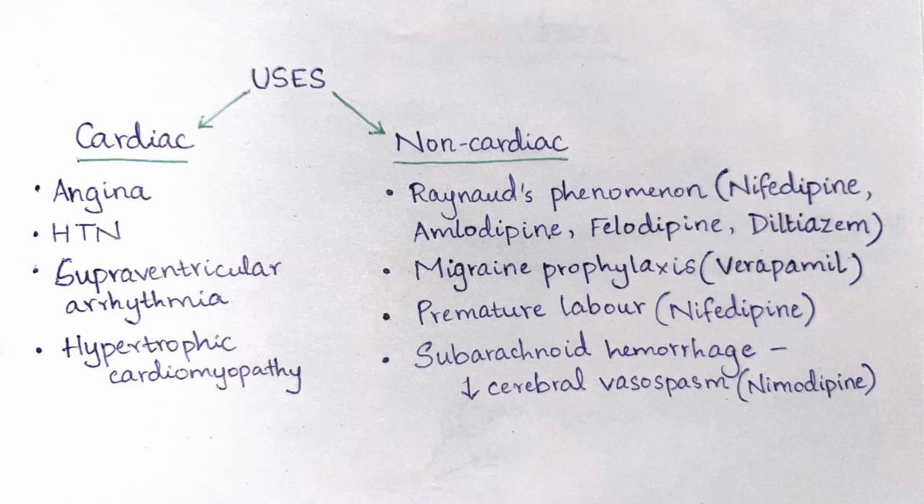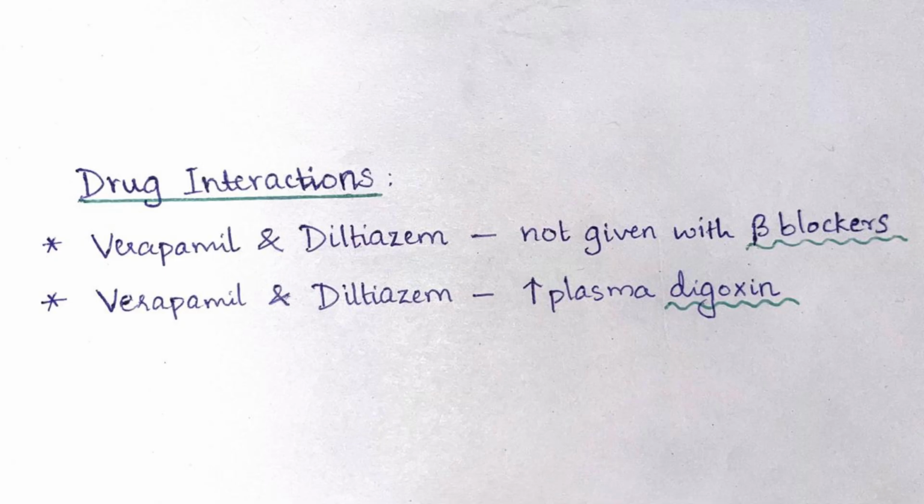Nimodipine decreases cerebral vasospasm, so it can be given to patients with subarachnoid hemorrhage. Finally, we have the drug interactions. Verapamil and diltiazem cannot be given with beta blockers as this can lead to severe bradycardia. They also increase plasma digoxin levels by decreasing digoxin excretion.